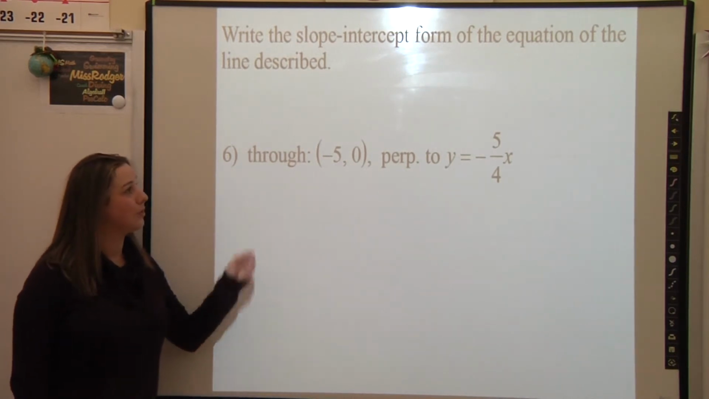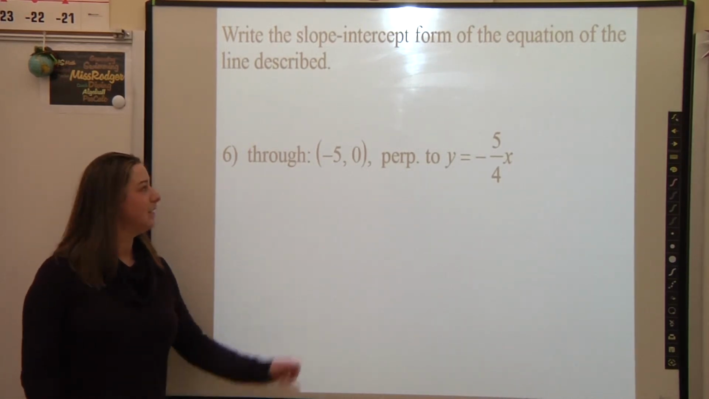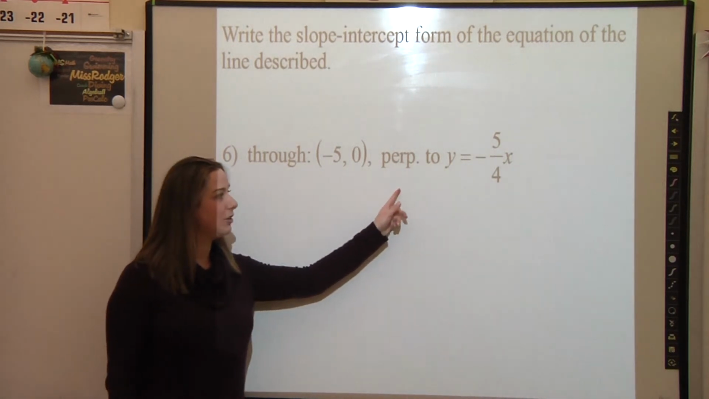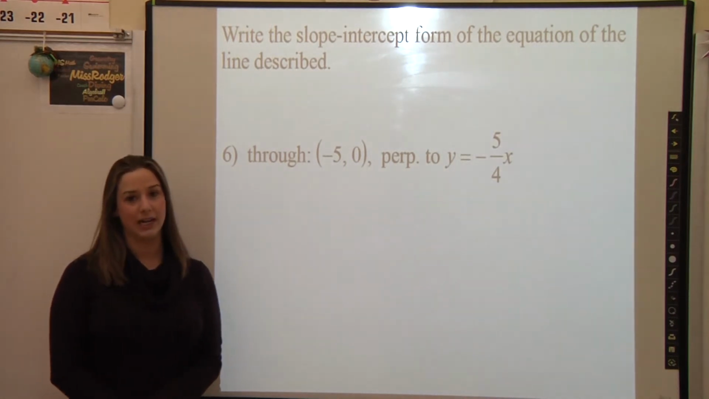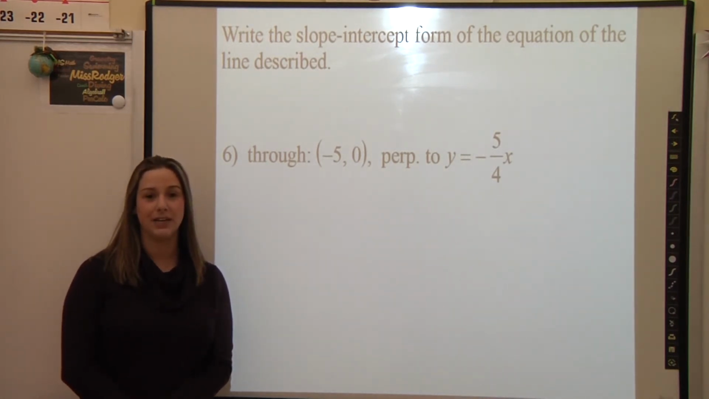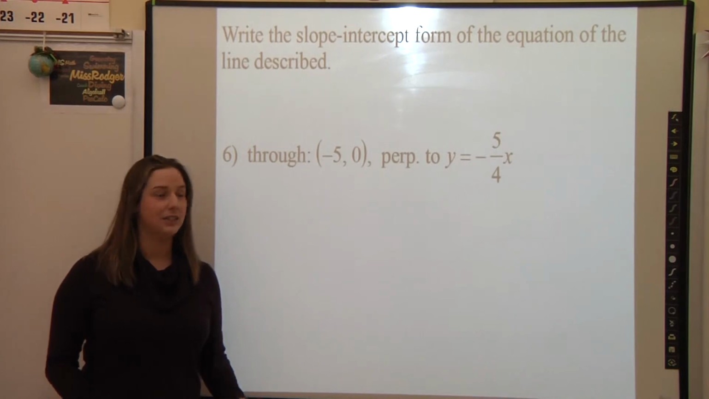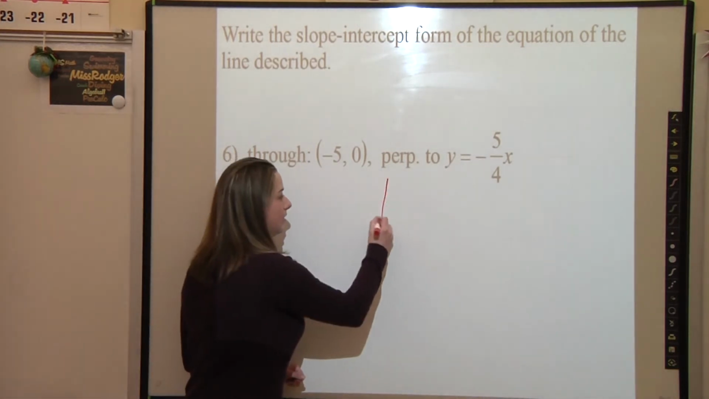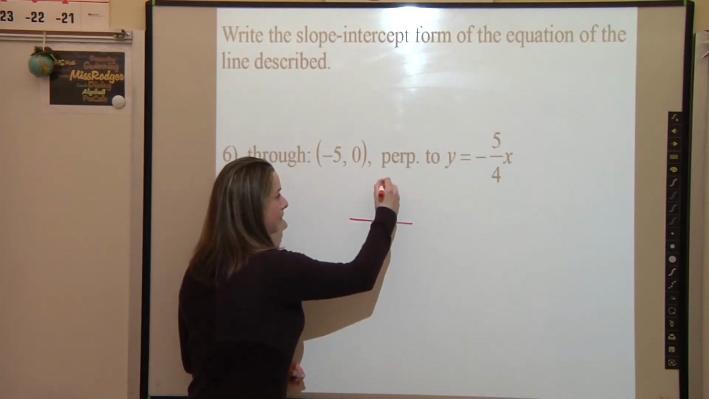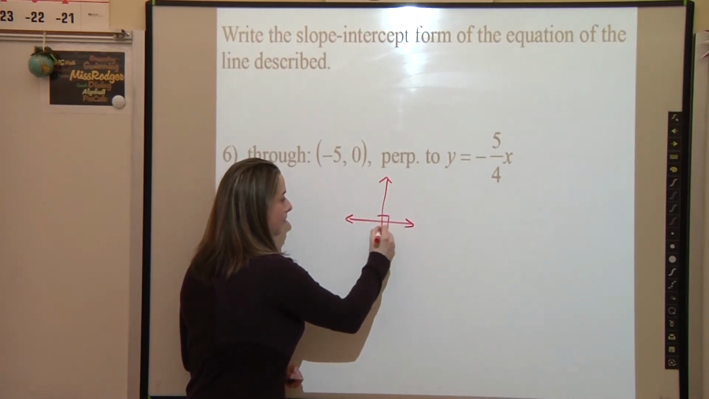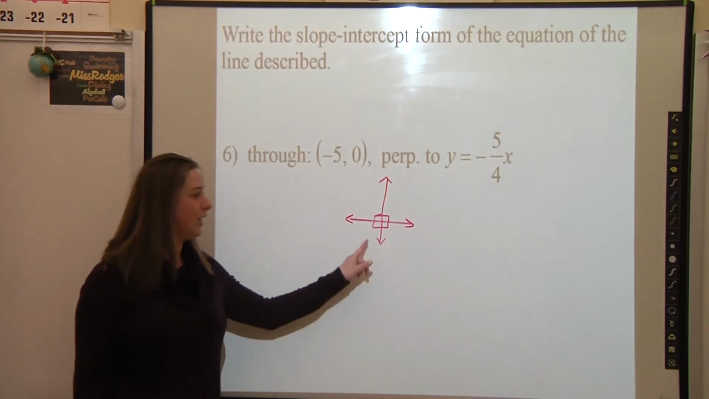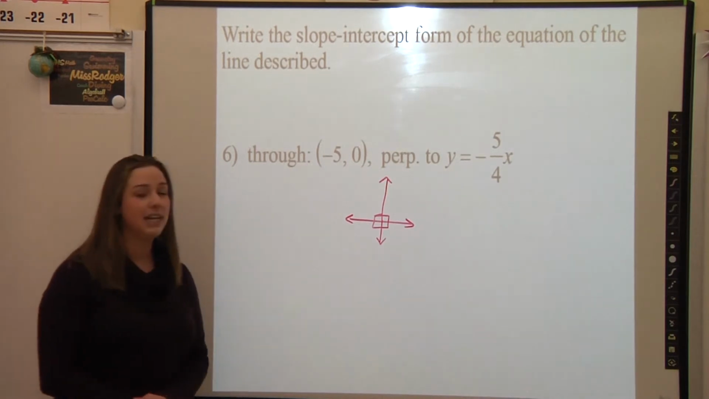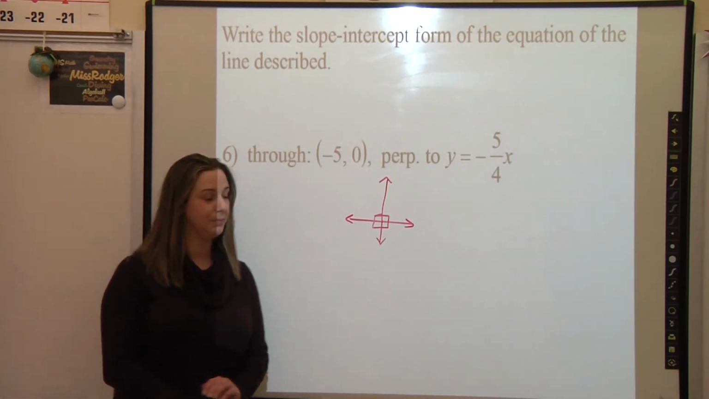Let's take a look at number 6. Write the slope-intercept form of the equation of the line described. It goes through the point -5, 0, and it's perpendicular to y equals -5 over 4x. Let's think about what perpendicular lines mean. Perpendicular lines typically form something that looks like this. So if we were in geometry, we'd have right angle marks. Algebraically, what that's going to mean is that we have negative reciprocal slopes.